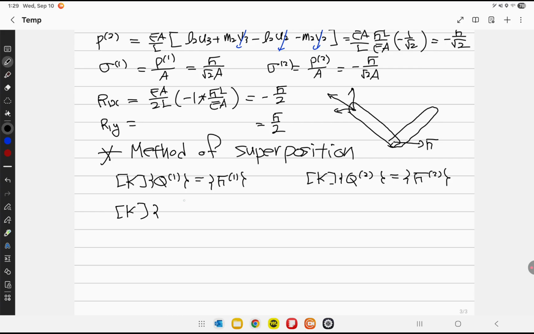So now I want to ask you, what would be the displacement if I apply alpha times F1? What would be my displacement if I apply alpha times F1? The displacement will be alpha Q1. Agree? If I apply alpha times F1 plus beta times F2, what would be my displacement? Alpha Q1 plus beta Q2. Do you agree?